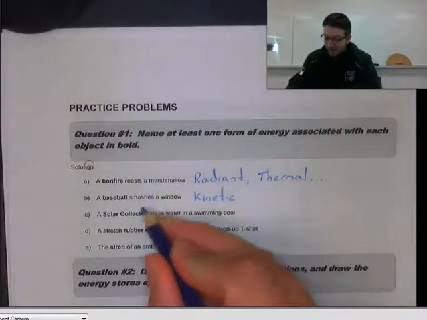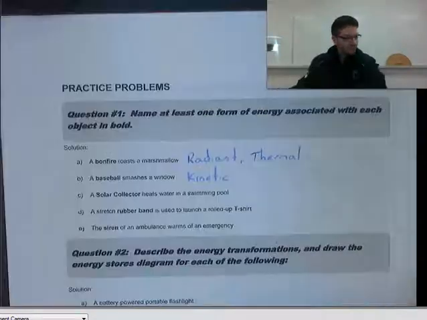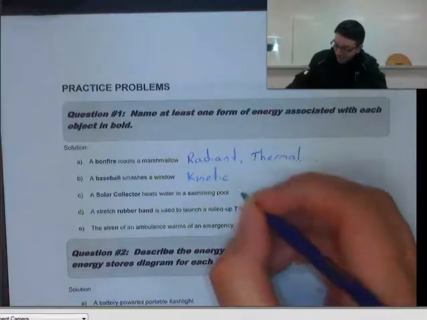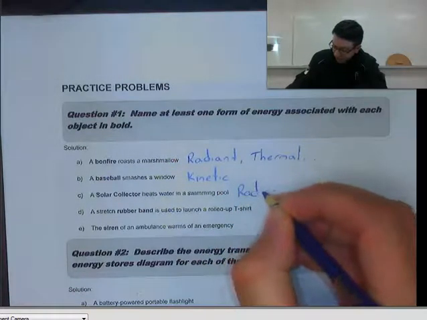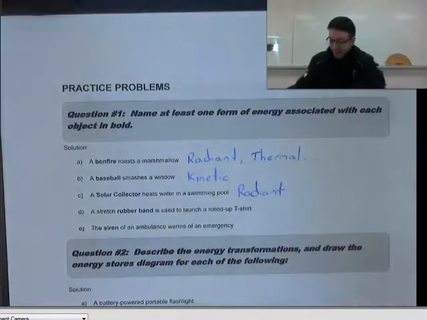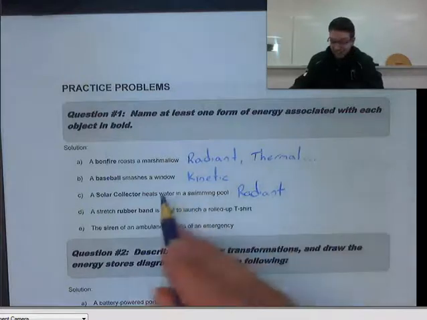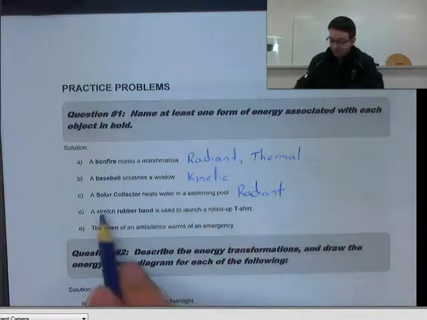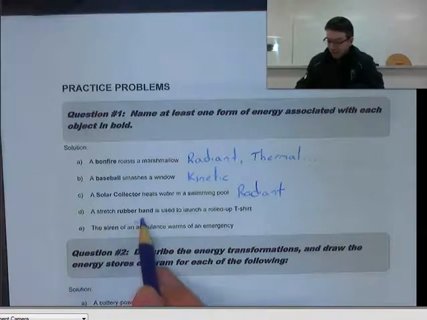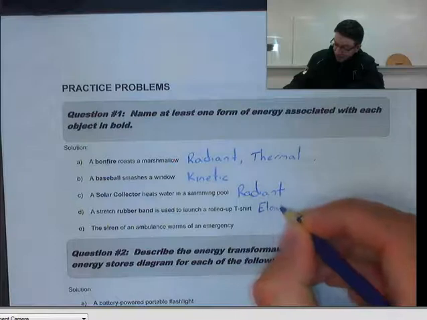So I'm going to pause there, and we're going to just discuss these other ones. A solar collector collects light, which would be radiant energy. Then it also changes that into electrical energy, and you can heat water with it, which would then be thermal energy. Lots of types. A stretched rubber band, that would be elastic potential energy.